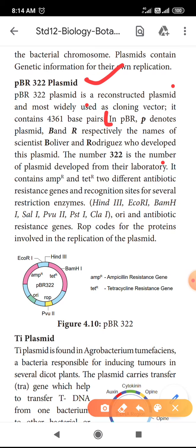It contains 4,361 base pairs. In the naming, P denotes the plasmid, B and R stand for the scientist names Bolivar and Rodriguez, who developed this plasmid. The number 322 is the number of the plasmid developed in their laboratory.